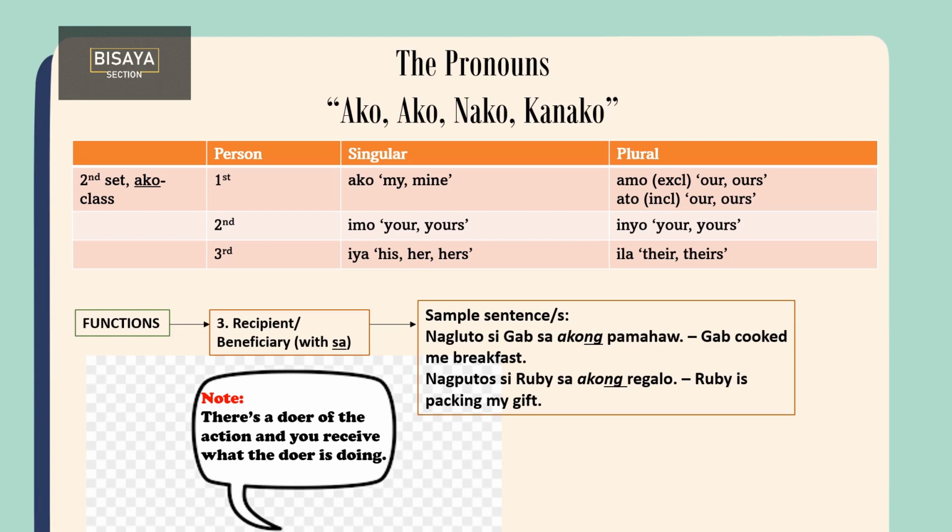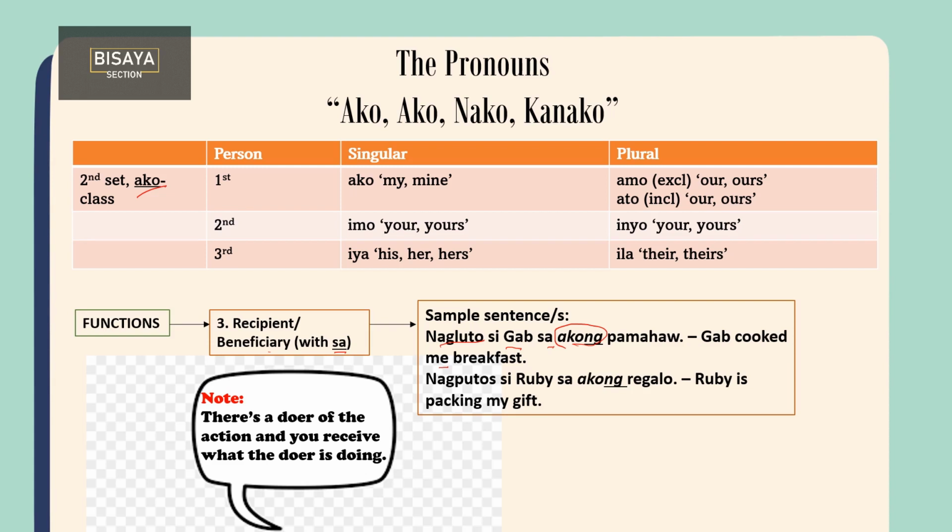Another function of the second set, ako, is being the recipient or beneficiary with the article sa. And the note is there's a doer of the action and you receive what the doer is doing. For example, nagluto si Gab sa akong mamahaw. Gab cooked me breakfast. Me here received the action made by Gab.